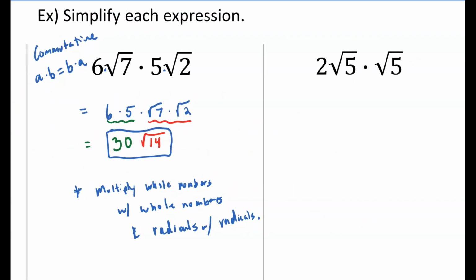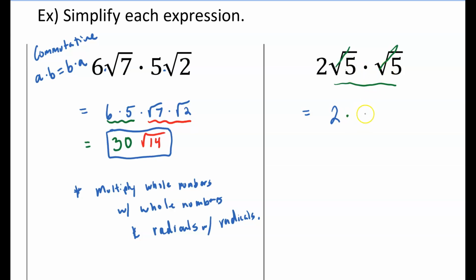Okay, last example here. We have 2 square root of 5 times the square root of 5. Well, I only have one whole number, so I know I have a 2 out front. And then, hey, check this out. This is that case where I'm multiplying it times itself. So when you multiply something times itself, isn't that squared? Which is going to end up canceling those radicals, right?